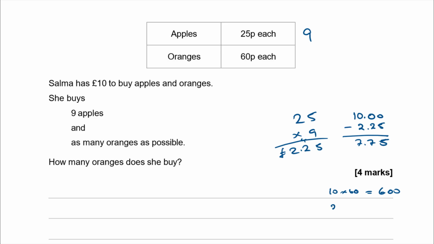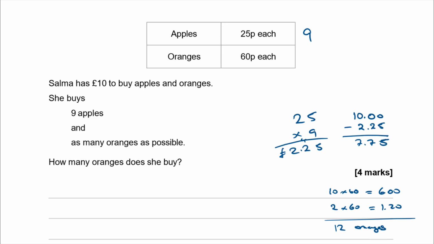So I think I can buy another 2, which would be £1.20. So that takes me up to £7.20. Now I can't afford another one, can I? Because that would take me up to £7.80. So altogether, then I'm going to be able to buy 12 oranges.